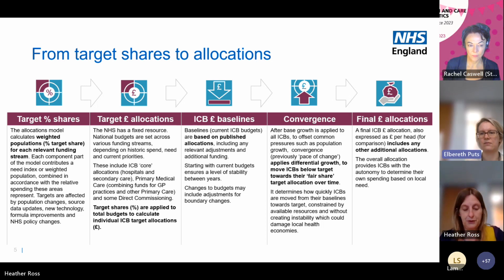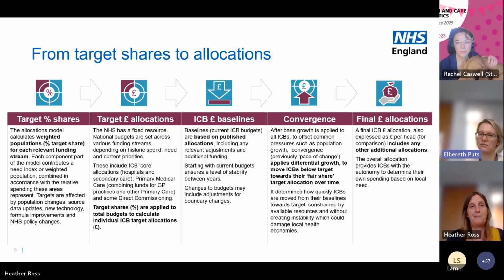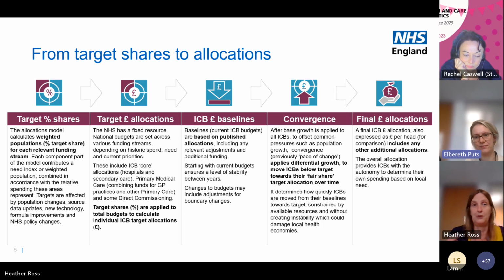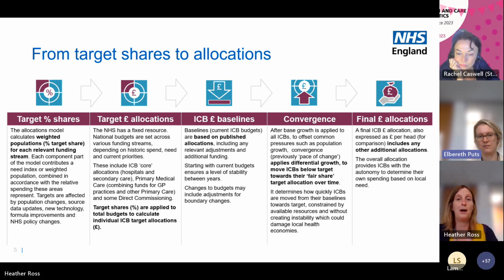We then apply something called a convergence policy, and this determines how quickly ICBs move from their baseline current funding towards their target share of funding. We can't move everyone straight away, because you can't suddenly take a lot of money out of a system, as you'll destabilise that health economy. And if you suddenly give an ICB loads more money, they're not necessarily going to spend it in the most effective way. The aim of the convergence policy is to move everyone towards their target over time. After the convergence has been applied, this gets you to the final allocation, the amount of money that each ICB has.